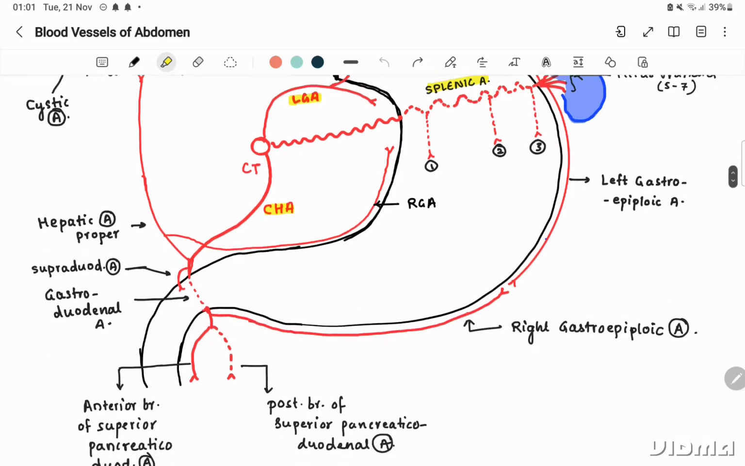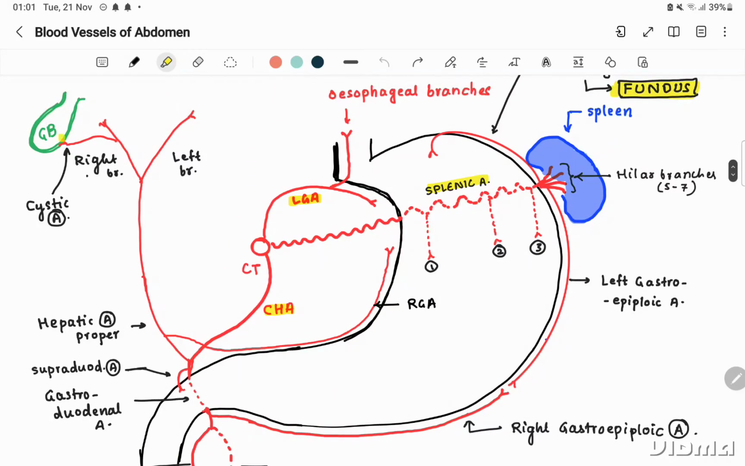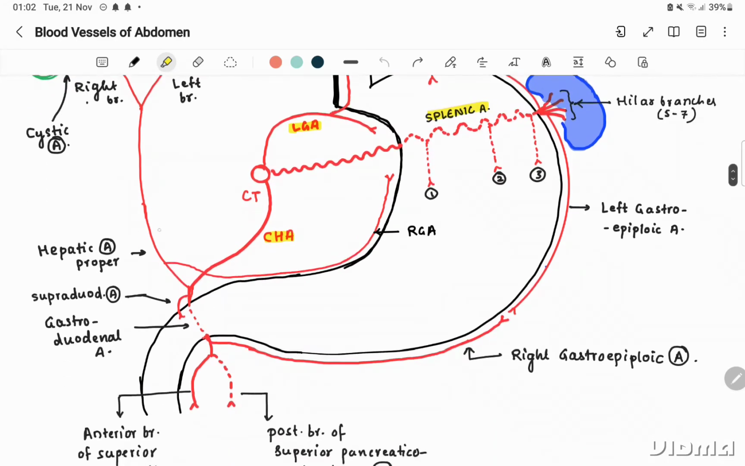So what happens is that from the celiac trunk, we have a common hepatic artery. This common hepatic artery gives the hepatic artery proper, which has a right branch and a left branch. From this right branch arises the cystic artery, which supplies the gallbladder. So this hepatic artery proper is connecting to the common hepatic artery.